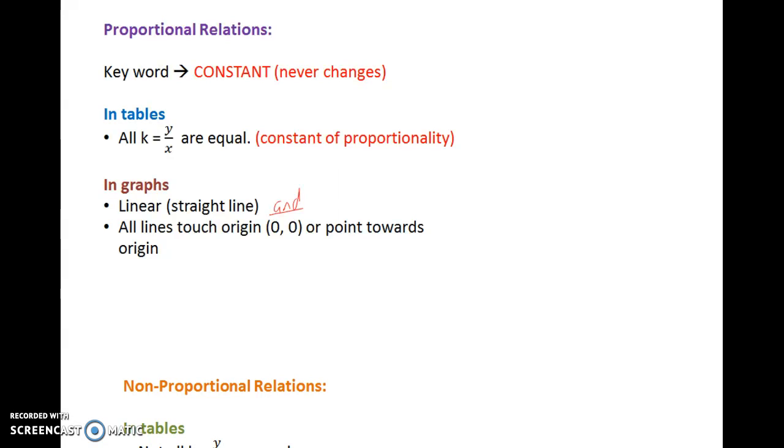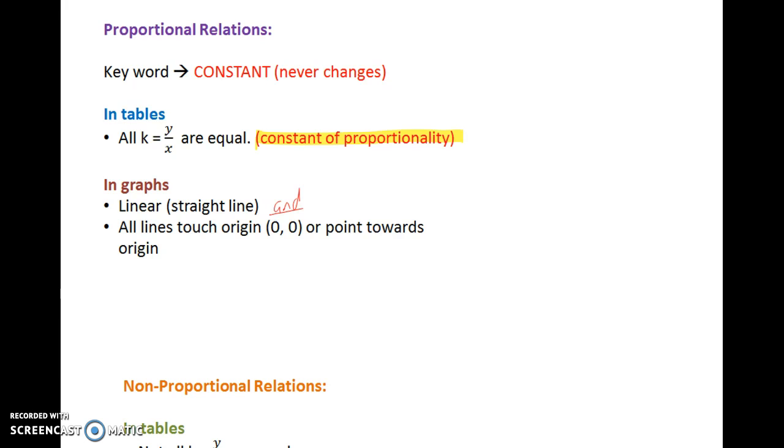Alright, in this video we're going to examine proportional relationships in tables and graphs. For a proportional relationship, the keyword is constant, and that means to never change. So in tables, what we should look for is that all k equals y over x are equal, and we should remember that k is called the constant of proportionality.